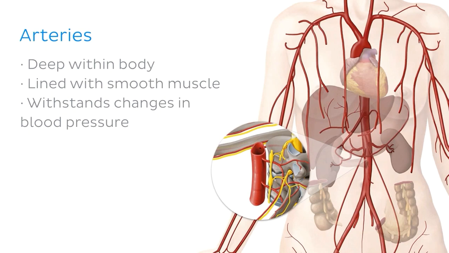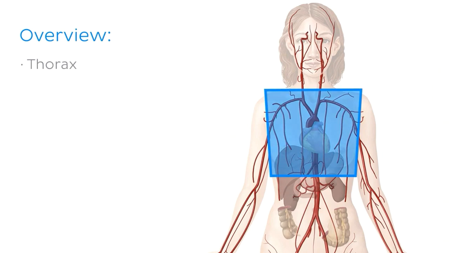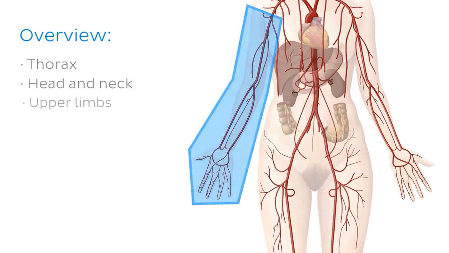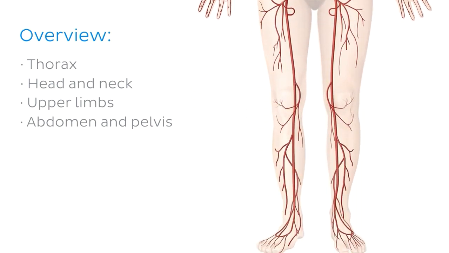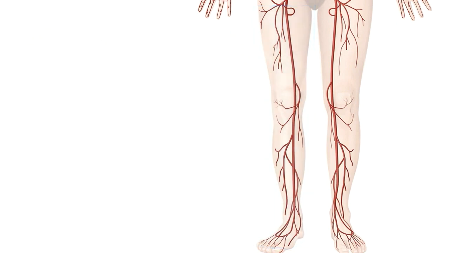Now that we've finished talking about the location of the arteries, I want to give you a brief overview of what we're going to be talking about today. In this tutorial, we're going to be talking through the major arteries of the thorax, followed by the arteries that are located in the head and neck, followed by the arteries of the upper limbs, and then we're going to follow that by talking about the arteries of the abdomen and the pelvis, and then finally, we're going to talk about the arteries of the lower limbs. So without further ado, let's jump right in, as promised, to introduce some of the major arteries of the thorax.